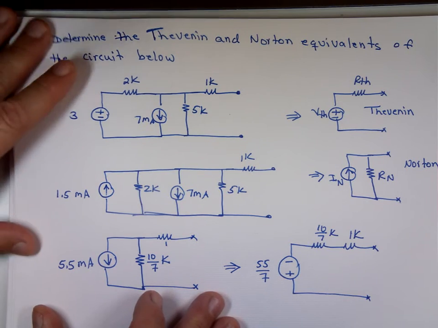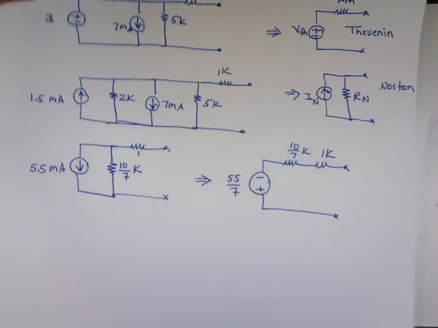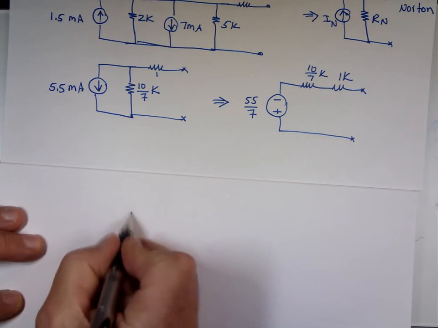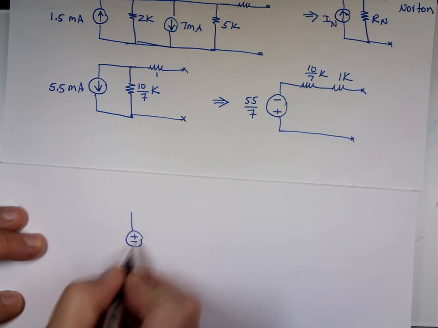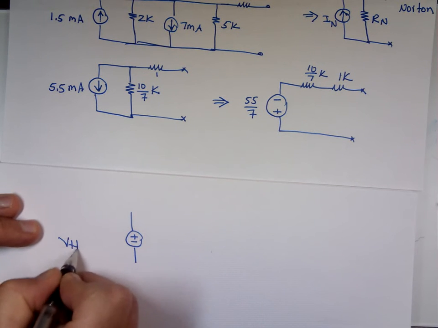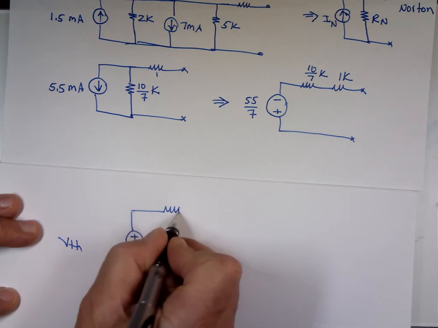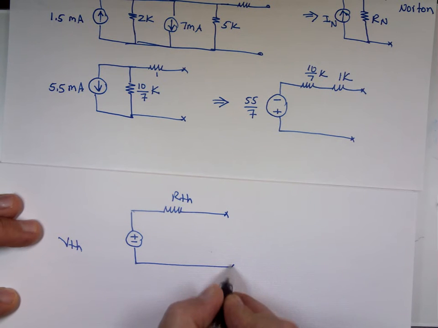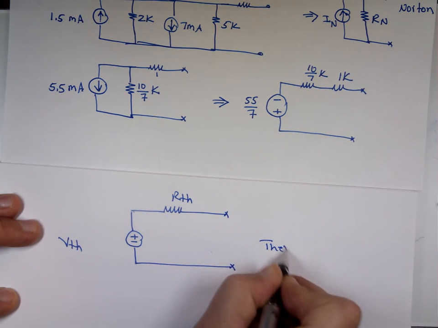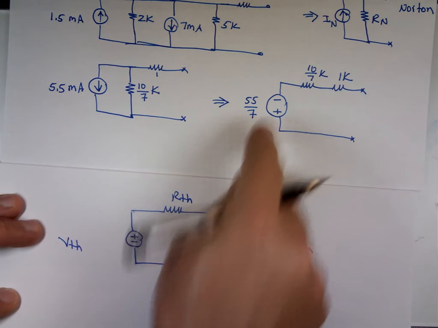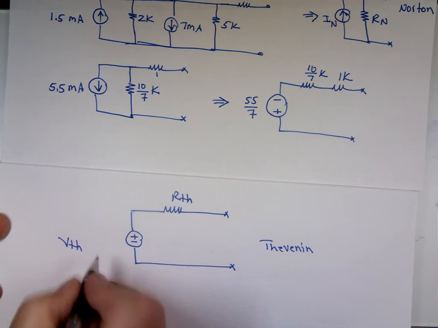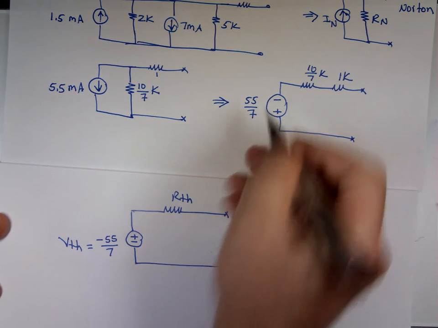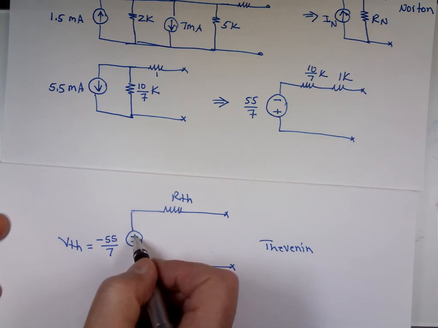My Thevenin equivalent is labeled plus on the top, minus on the bottom. So when I look at that, if you want it that way, since you asked for it this way, that's V Thevenin. This is R Thevenin. And this is the Thevenin equivalent. Now compare this to this. That tells me V Thevenin will have to be negative 55 over 7, because this is minus on the top, plus on the bottom. We want it plus on the top, minus on the bottom.